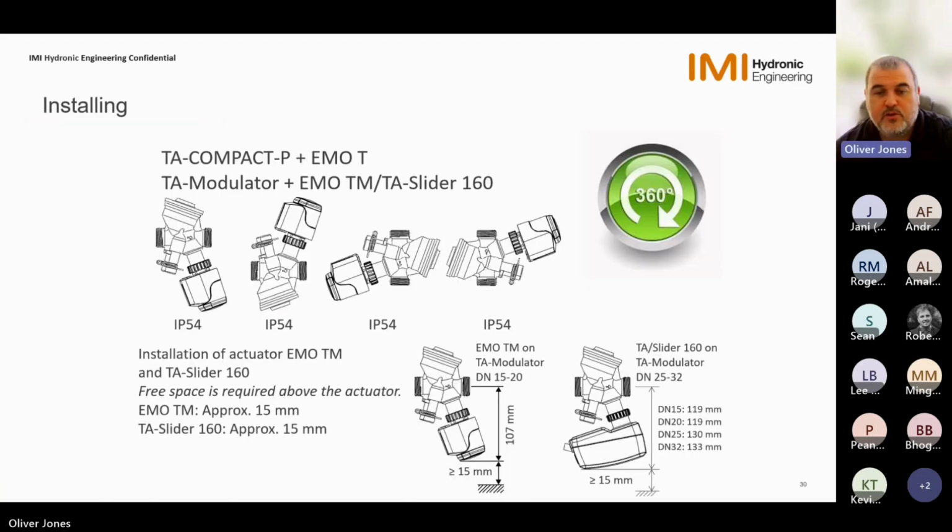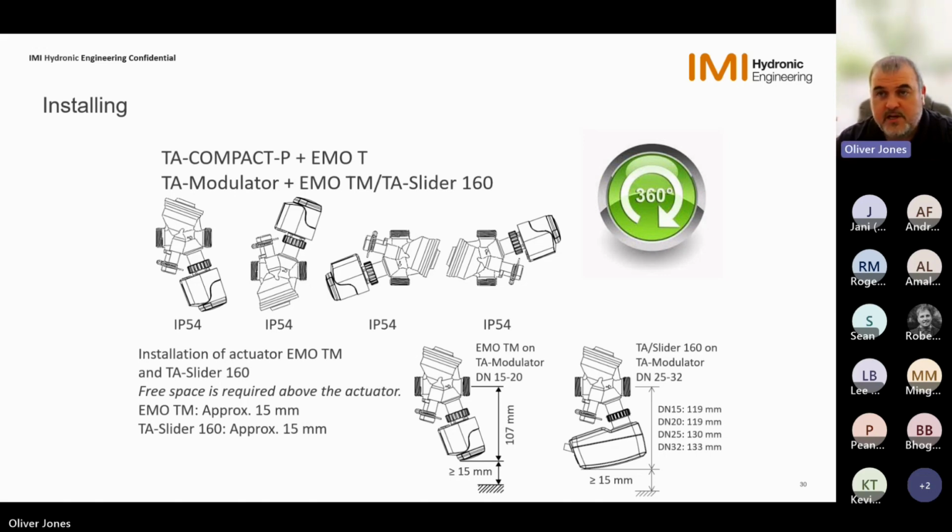From an installation point of view, Compact P and the modulator will take all three actuators, our IMI T, our IMI TM, our new TA-TRI, and our Slider 160. With regards to installation, if you're using the IMI TM or the Slider 160, we can configure this so we can orientate the valve in a 360, or we can hang the valve in any 360 orientation. So it will allow us to do that. With the larger valves, our Slider 750, we can't hang it directly down, but with the smaller valves, we can.